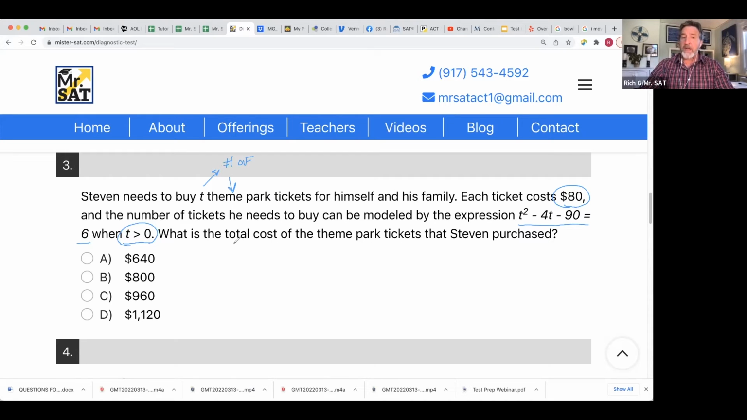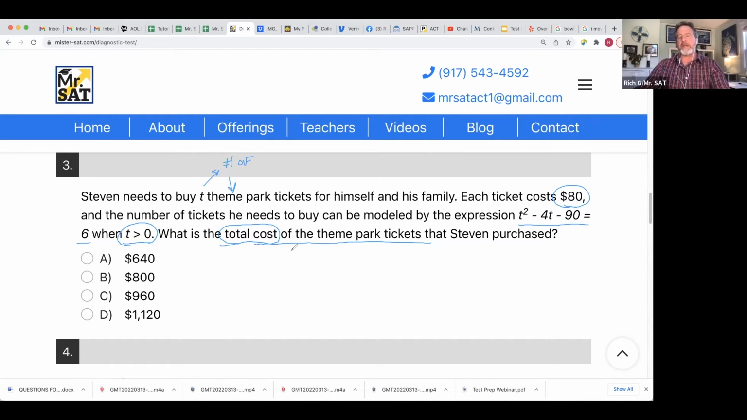So that's important to make note of. What is the total cost of the theme park tickets? The total cost. We always want to make note of what they're asking. Sometimes if we get a partial answer, these sneaky test writers are going to have that as one of the choices. Your eyes are going to see that, and you may leap to it right away and forget that indeed that's not exactly what they were asking for. So we're going to look for the total cost of theme park tickets.